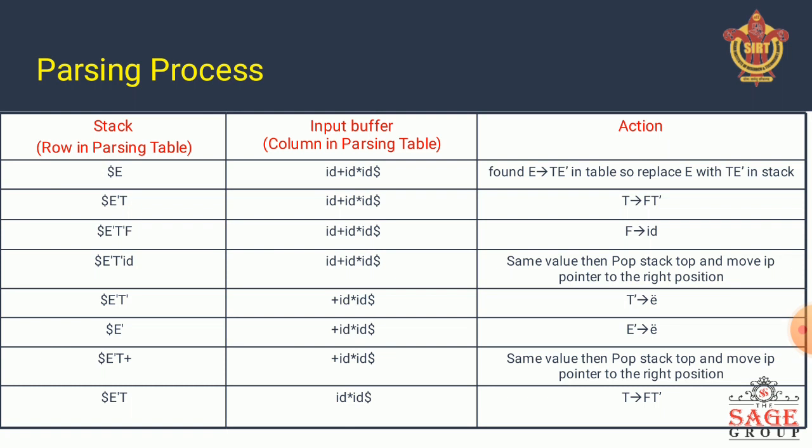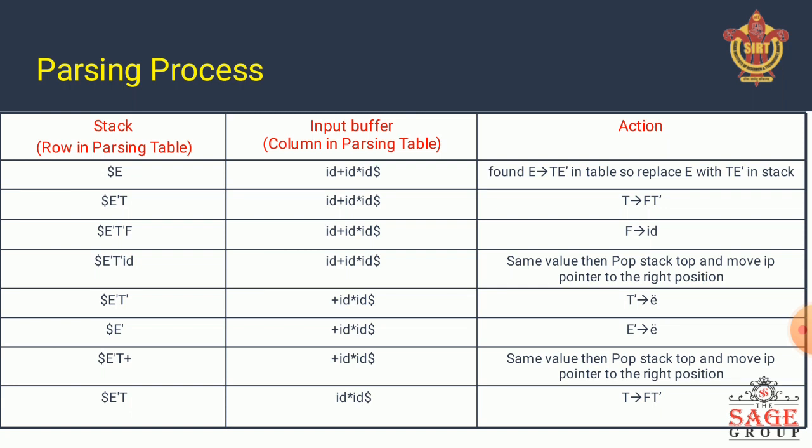So we look up T versus id. In the table we find that T produces F T dash. So we pop T from the stack and replace T with F T dash, but in reverse order. There is no change in the input tape. So in the stack we have dollar, E dash, T dash and F. Now the stack top is F and the current input pointer is at id. So F versus id: in the table we find that F produces id, so we replace F with id.